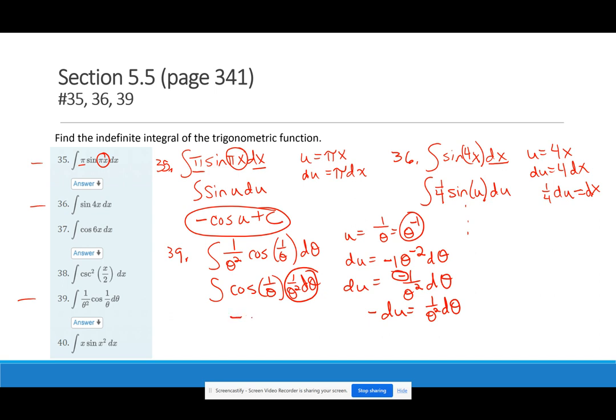So I'm going to put a negative du, but I like my constants to be in front. So let me go ahead and, oops, I forgot to change that. Let me go ahead and put that in front. And then in place of the 1 over theta, we'll put our u. So that's what I'm trying to integrate. Okay. So now I have to think about integrating that.